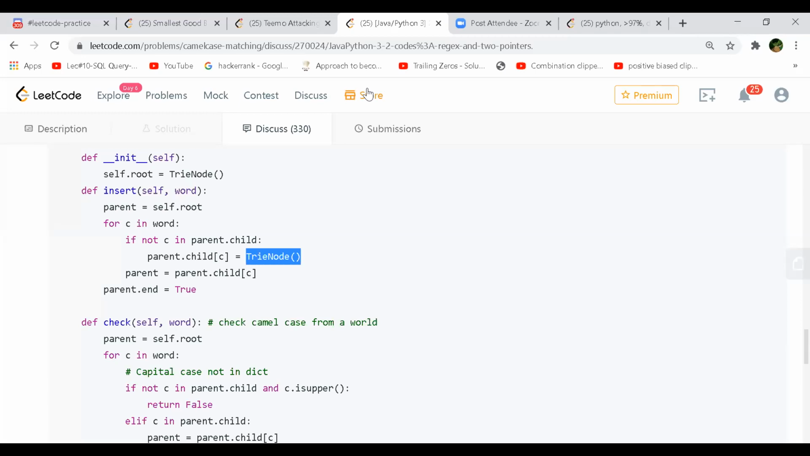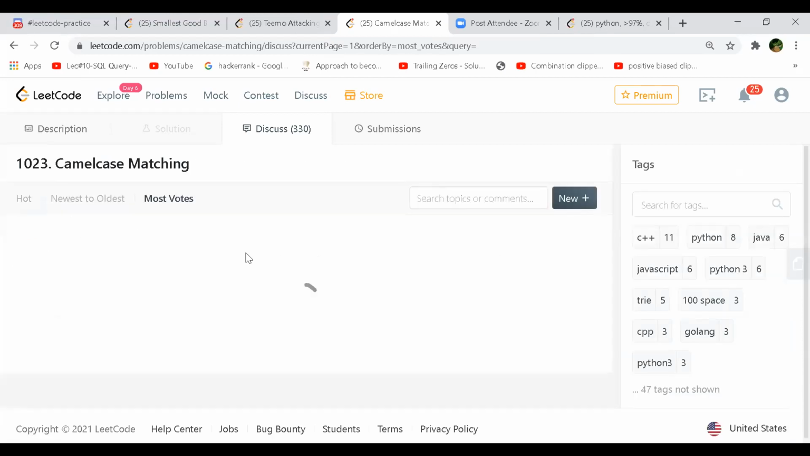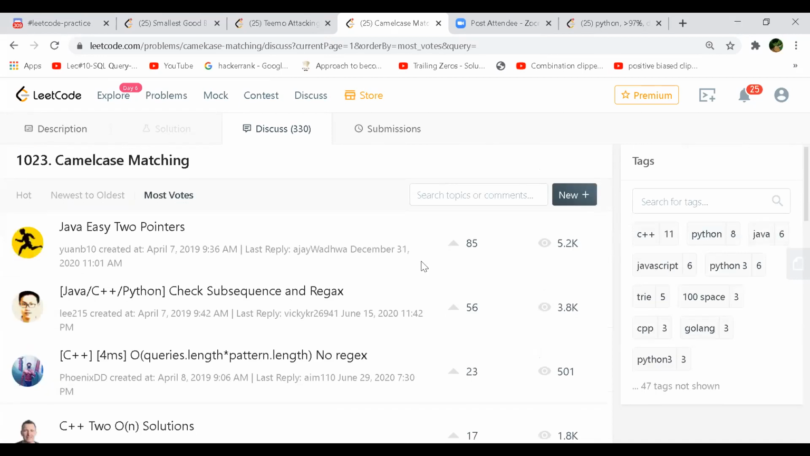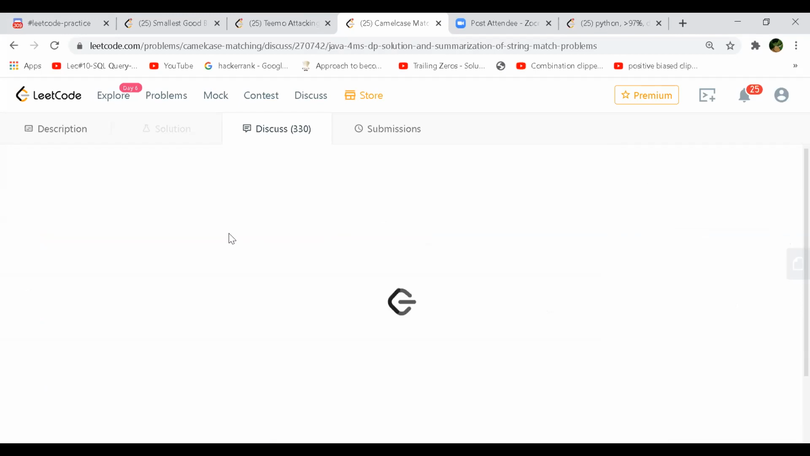That is a slightly different way, but he has used... sorry, Anwar, go ahead. I'm saying that there are solutions in DP as well. Some guys have solved it in DP. You can search Java and you will get the DP ones. Java, there are only 6. Okay, DP is the only one. The last one, DP.